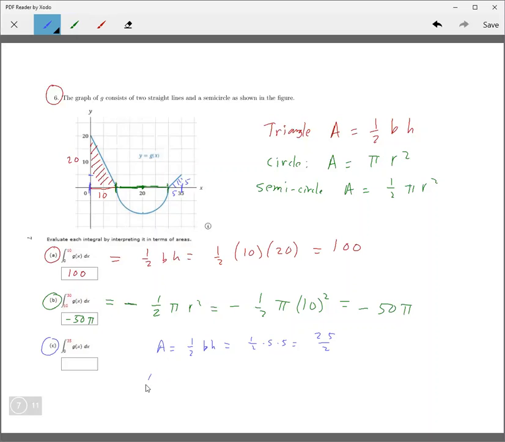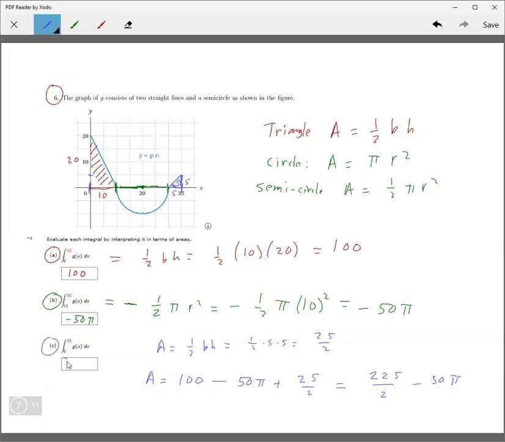So the total area is going to be the area of this first piece, which is 100, minus this area here, plus the area of the little triangle right here. This area is 25 over 2. Okay, so that turns out to be 225 over 2 minus 50 pi. Because this is 200 over 2, right? 200 plus 25 is 225 all over 2, and then minus 50 pi.